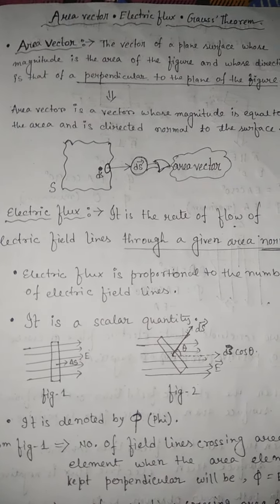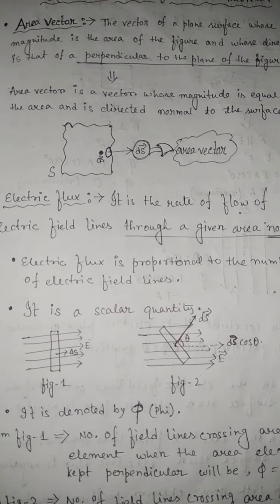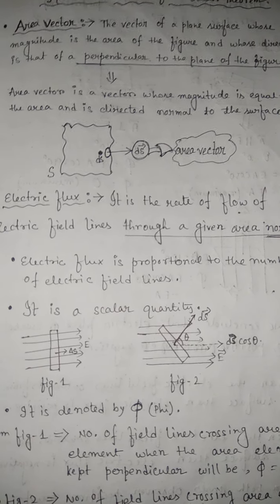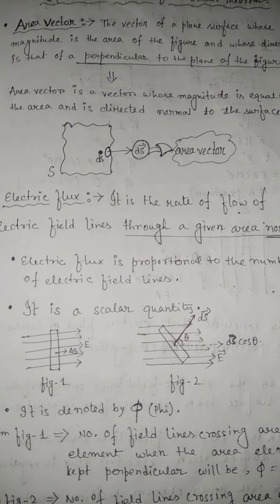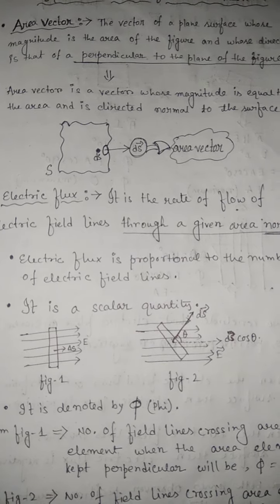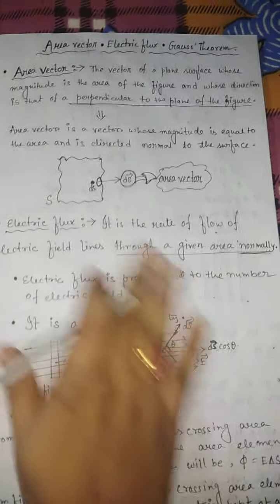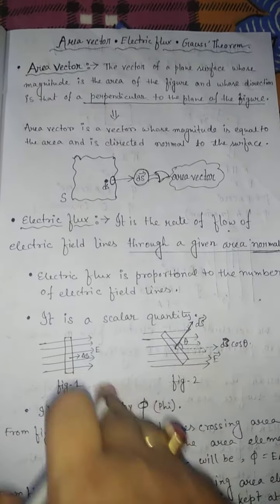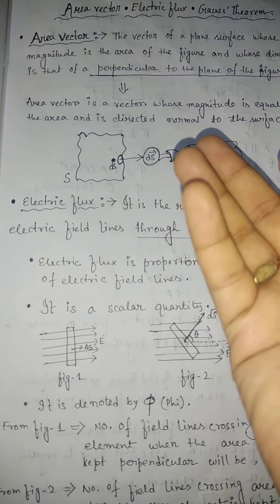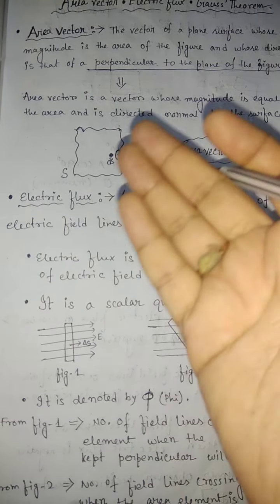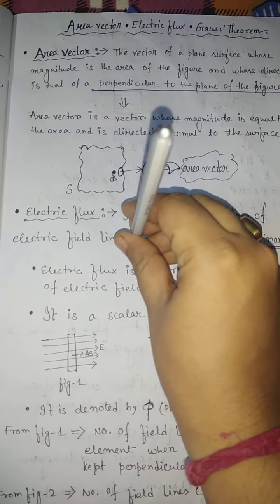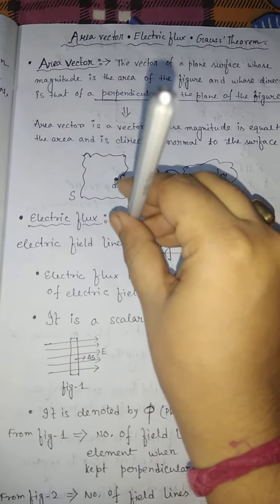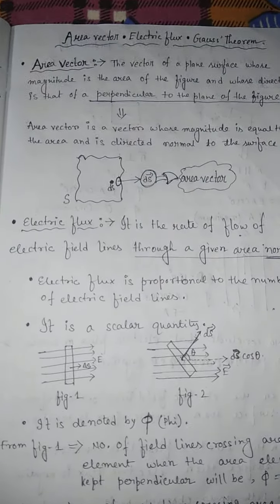We know that area is a vector quantity, not a scalar quantity. It has a magnitude and also has a direction, and the direction of area is always perpendicular to the surface, whatever the surface. Suppose this is a surface or one kind of area. Whatever the length and breadth, this is the magnitude of the area, and it's always directed in the perpendicular direction. That's why area is a vector quantity.